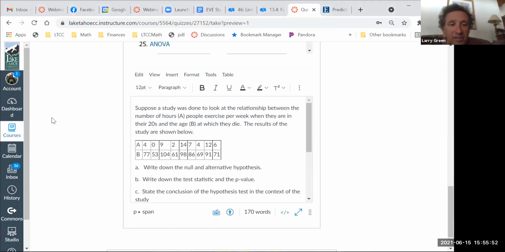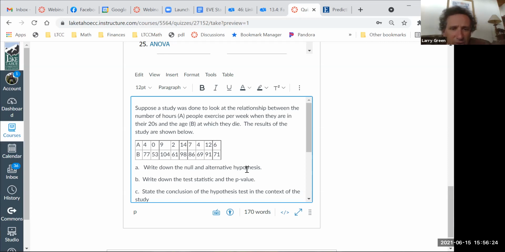Okay, so here's the quiz. It says a study was done to look at the relationship between the number of hours, A, people exercise per week when they're in their 20s, and the age, B, at which they die. The results of the study are shown below. So we want to take a look. Is there a relationship between how much you exercise when you're young and how long you're going to live? The thought is maybe if you exercise more, maybe you'll live longer, but we'll see.